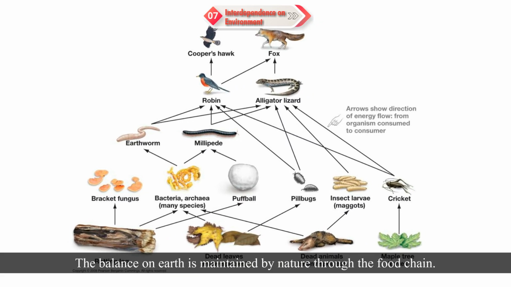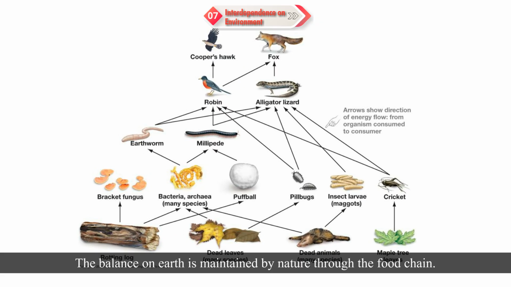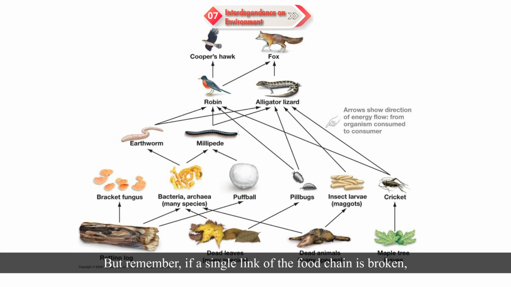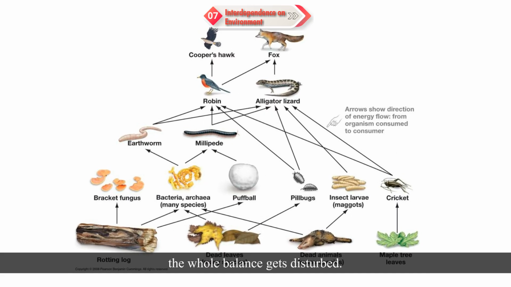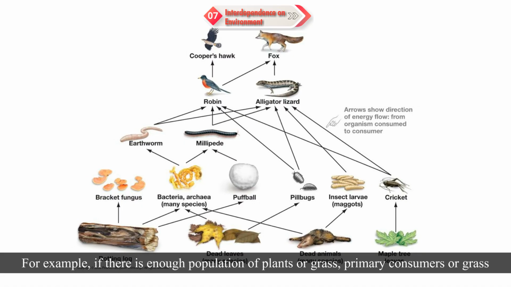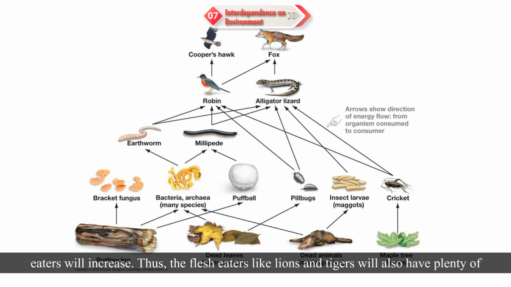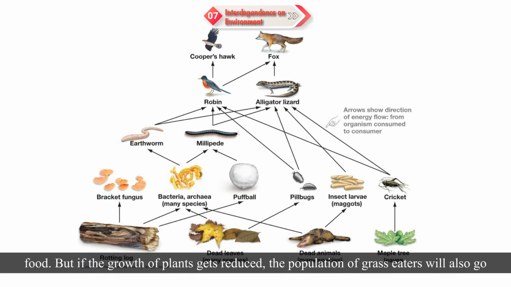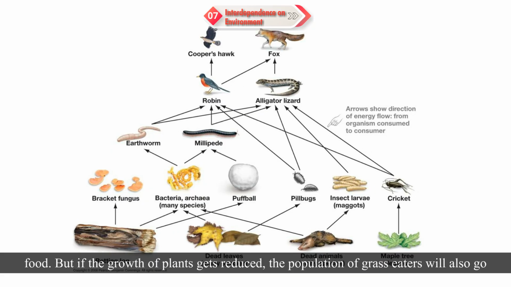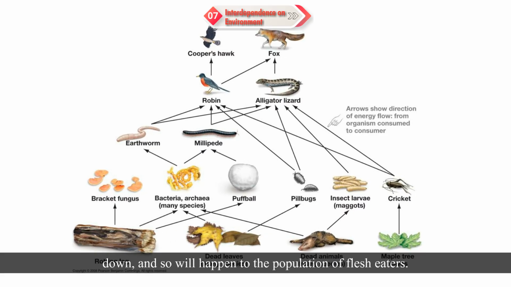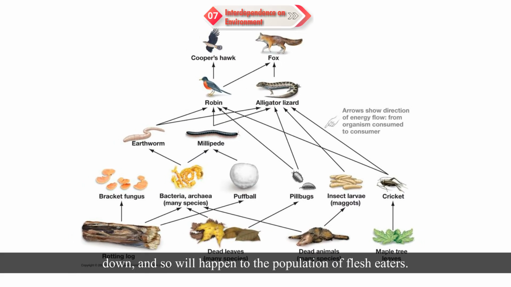Balance in nature. The balance on earth is maintained by nature through the food chain. But remember, if a single link of the food chain is broken, the whole balance gets disturbed. For example, if there is enough population of plants or grass, primary consumers or grass eaters will increase. Thus, the flesh eaters, like lions and tigers, will also have plenty of food. But if the growth of plants gets reduced, the population of grass eaters will also go down, and so will happen to the population of flesh eaters.